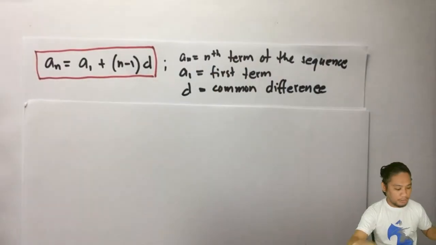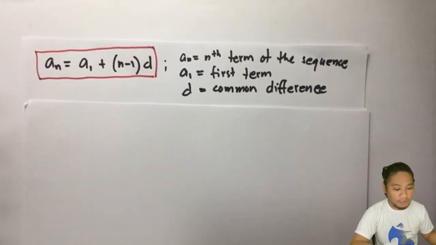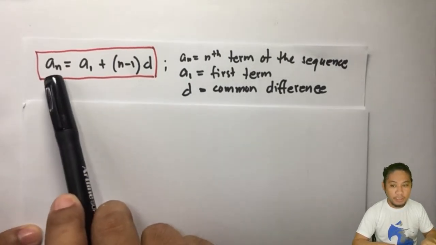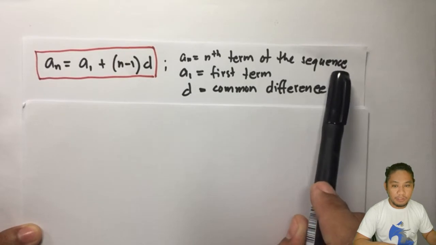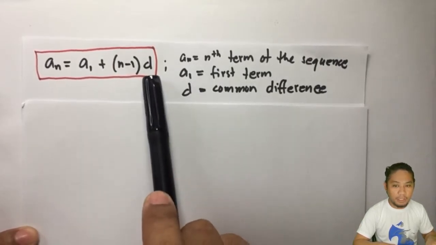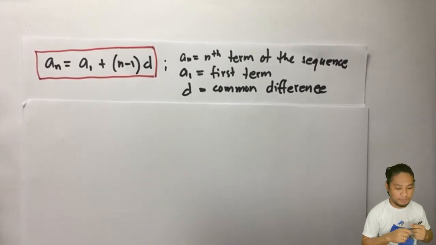So today we're going to talk about arithmetic sequence and how to insert arithmetic means between two given terms in the sequence. So we are still going to use the main formula of the arithmetic sequence, which is a sub n equals a sub 1 plus n minus 1 times d, wherein a sub n is our nth term of the sequence, a sub 1 is the first term, and the d there is the common difference between the terms.